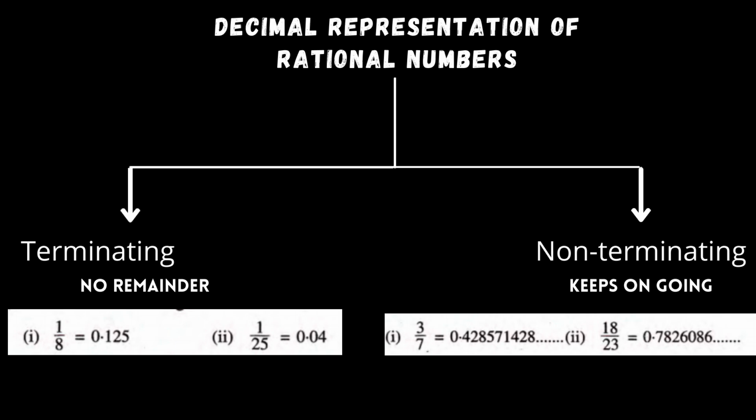Now if you check a non-terminating decimal, it keeps on going. That means once you start doing the division, it keeps on going. It's never ending. And therefore, such a quotient is known as non-terminating. For example, you can see here 3 by 7. That is equal to 0.428571. Again, it's repeating 428. So it keeps on repeating. Therefore, that's non-terminating. It keeps on going, okay?